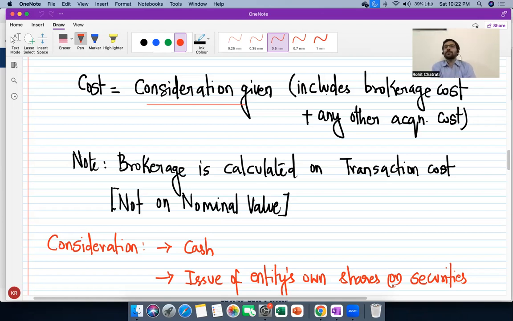Now, there is a slight problem over here because things like iPhone 14 are not actively traded on an exchange, all right?